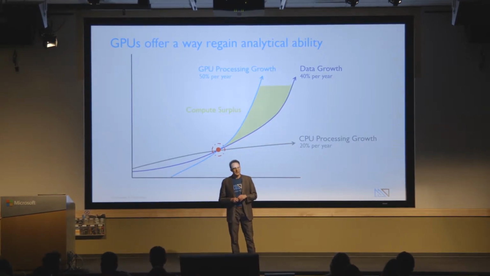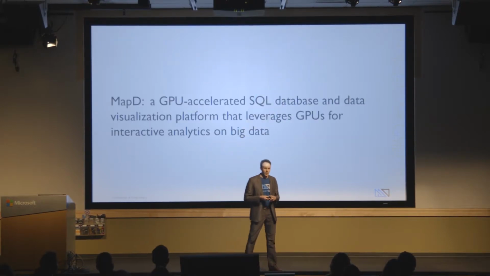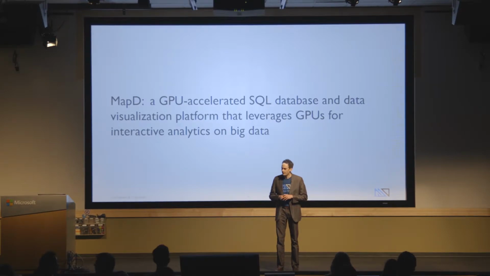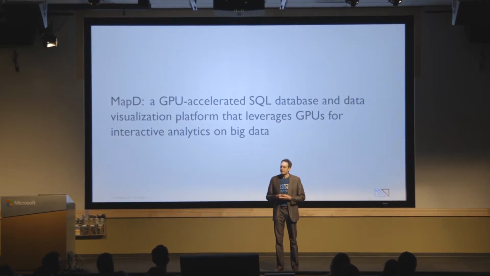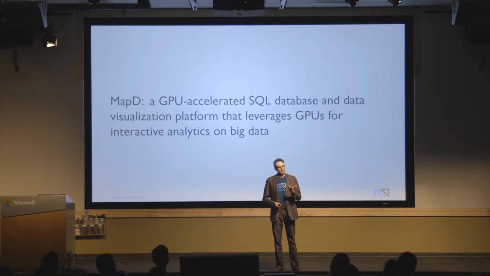Meanwhile, in the world of GPUs, they tend to have done better in terms of keeping ahead of data growth. But so far, they largely haven't been available to the world of databases to take advantage of that. This is where our offering comes in. So MapD is a GPU-accelerated SQL database and data visualization platform. We leverage GPU memory for interactive analytics on big data. So we are able to run in host memory as well or off of disk, but our special sauce is running in GPU memory for extremely fast query times.